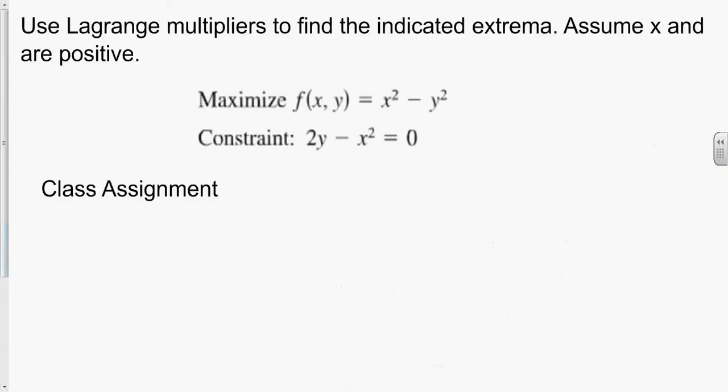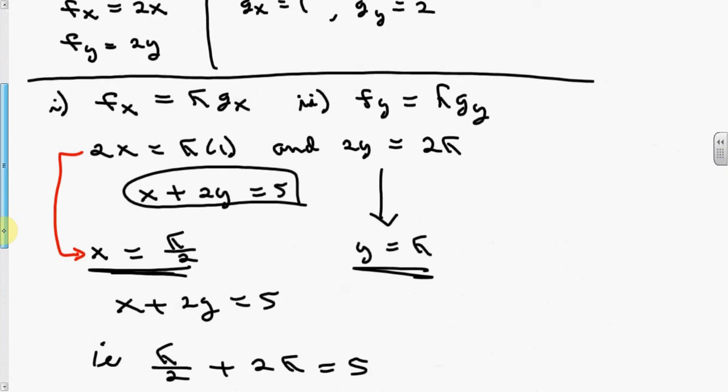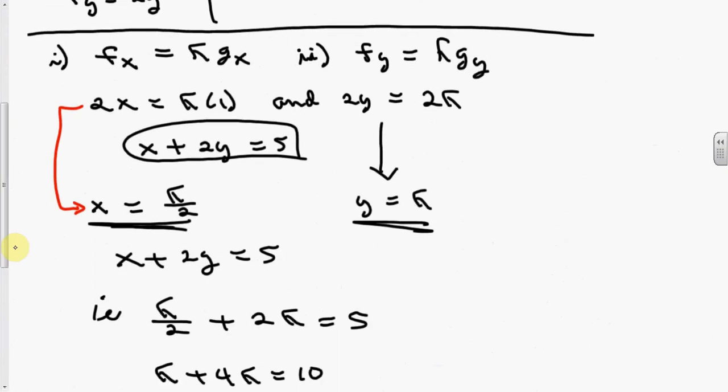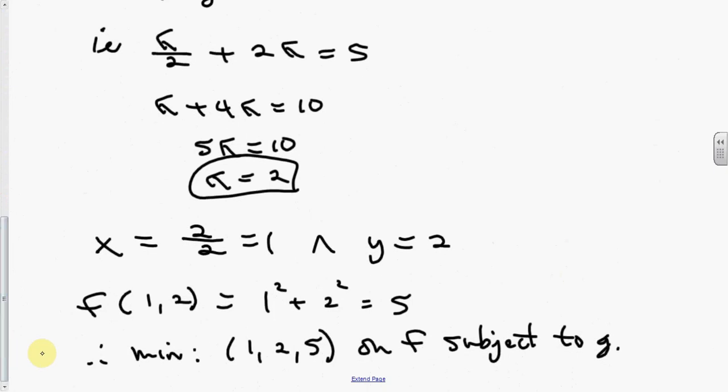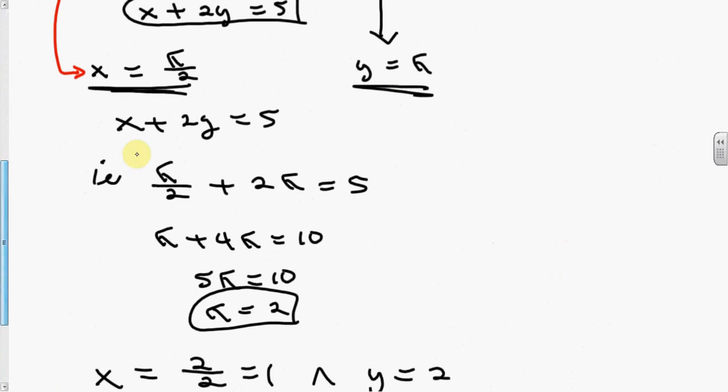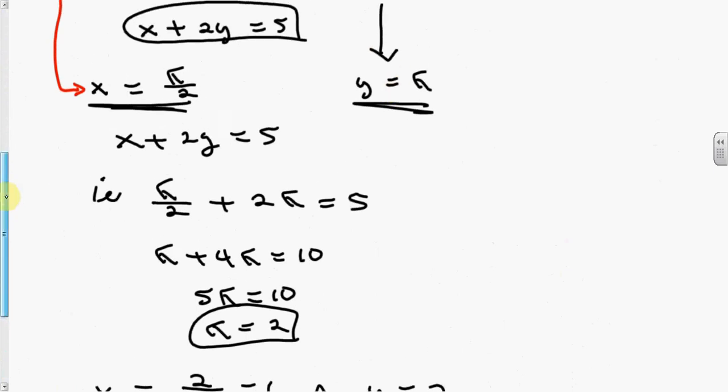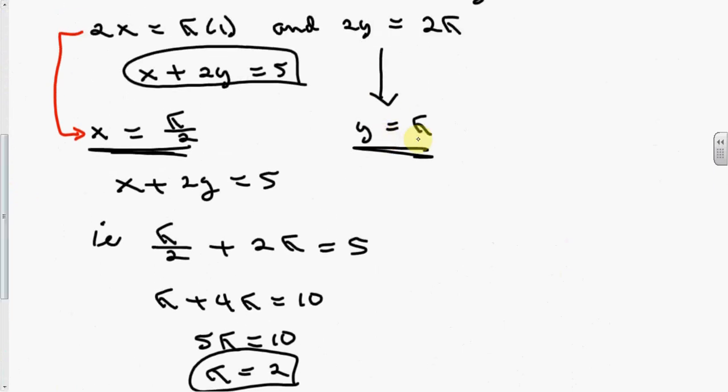Yes, sir. I'm sorry. Want me to go back? Where are you? Because y is equal to lambda right here. Y is equal to lambda. And so whatever lambda came out to be, that's y. Yes, sir. Yep. Okay.